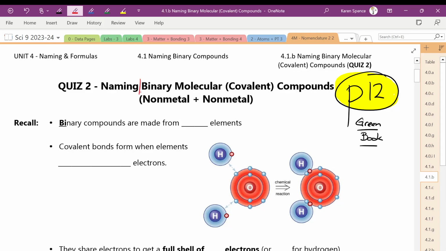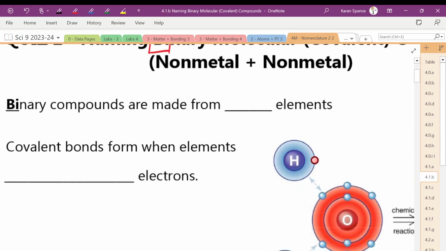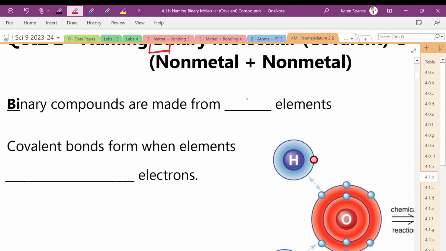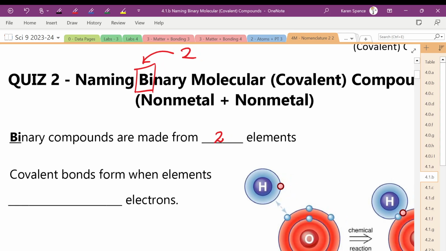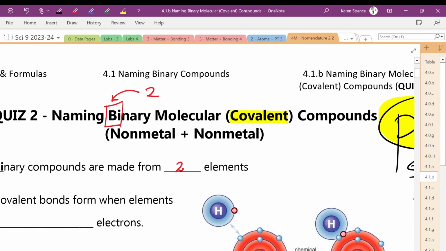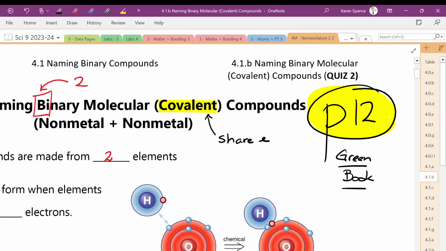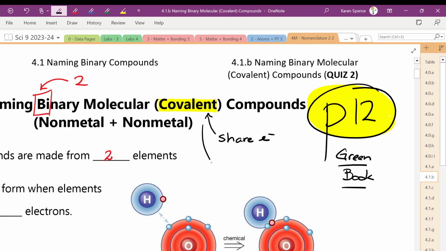Okay, binary. Bi means 2. So binary compounds are made from how many elements? 2 elements. There are actually tons of covalent compounds. What does it mean to be a covalent compound? It's going to share its electrons, and it is between 2 nonmetals.